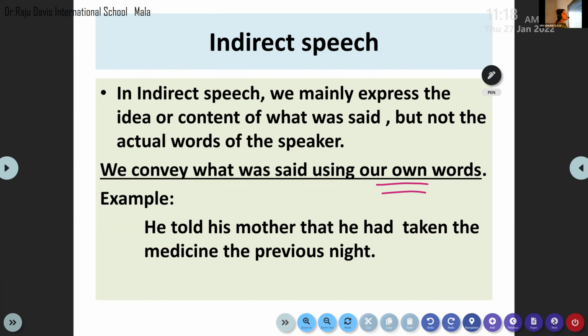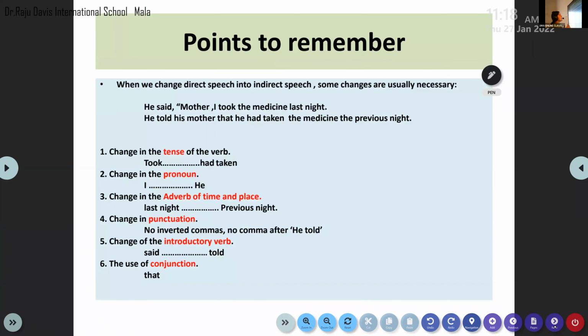And these many changes can be labeled under 6 points, children. As you all know, these are the 6 points. You have already written this in your notebook, right? I know that you have these points with you. These are the 6 points that you should remember when you change a sentence from direct speech to indirect speech.